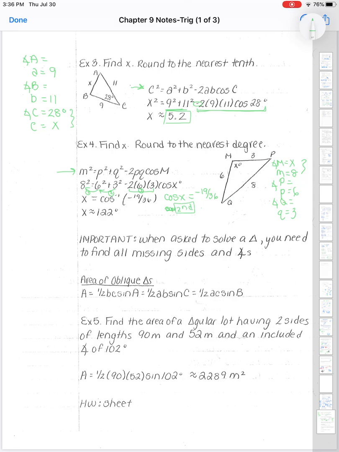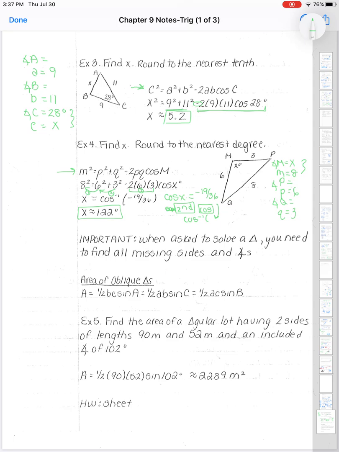So this is where the second cosine button comes in. You want cosine to the negative 1 to pop up, and that's when you type that fraction in because we're looking for an angle. And then you should be getting, to the nearest degree, 122 degrees.